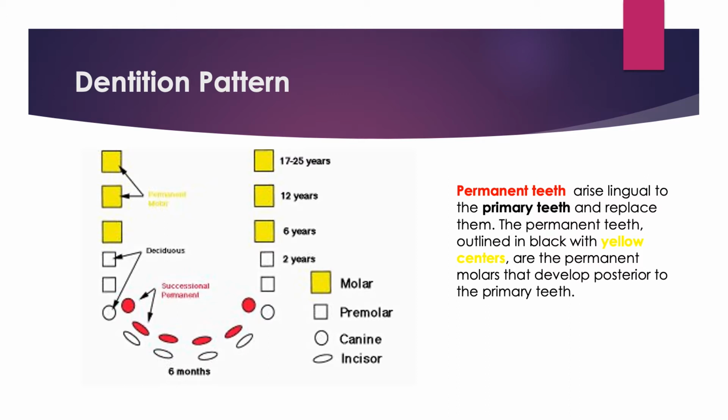The first teeth to develop and erupt into the oral cavity are the deciduous mandibular central incisors at about 6 months after birth. The last primary teeth to develop and erupt are the second molars at about 2 years of age. The first permanent teeth to erupt are the first molars at about 6 years of age. The first, second, and third permanent molars erupt at about 6-year intervals, at 6, 12, and 18 to 25 years of age respectively.